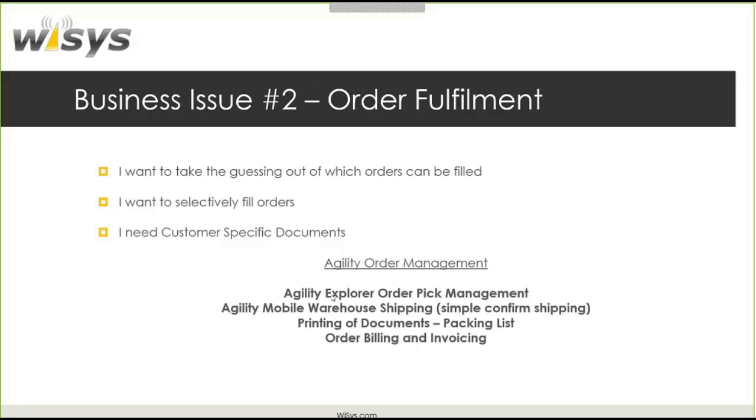So to manage that scenario, we're going to take a look at WiSys Order Pick Management, which is in Agility on the desktop. Then we're going to actually go out and get an item and put it on an order. And then we're going to print packing lists. And then we'll go through the process of billing and invoicing. Now, you can decide who does what job. I'm going to show you it could be done in the warehouse.